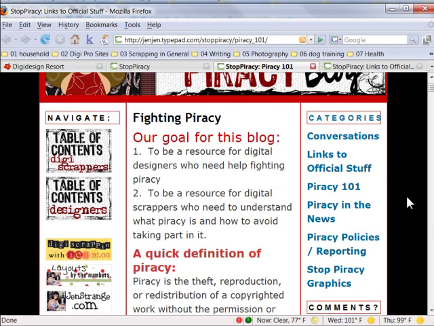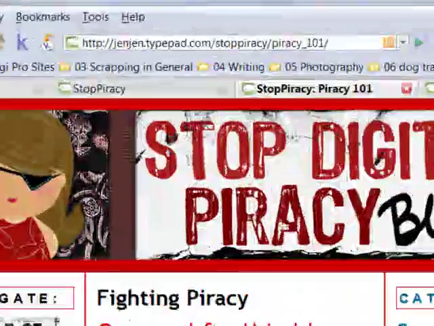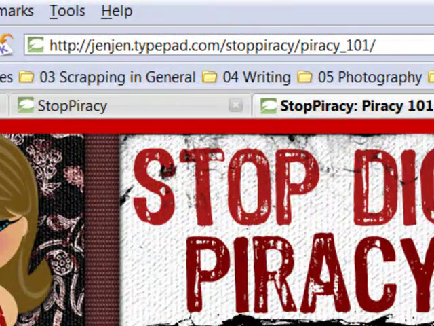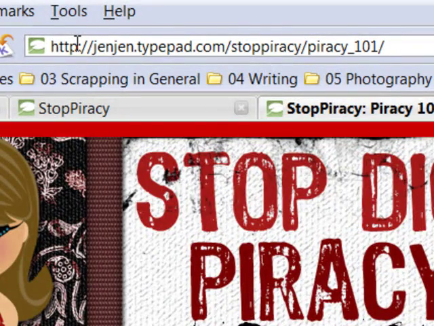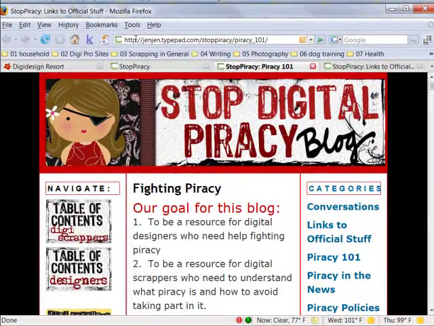So this is a great resource, and I really appreciate Jen Strange and Meredith Fenwick for putting this together. This is at gengen.typepad.com/stoppiracy/piracy_101/.